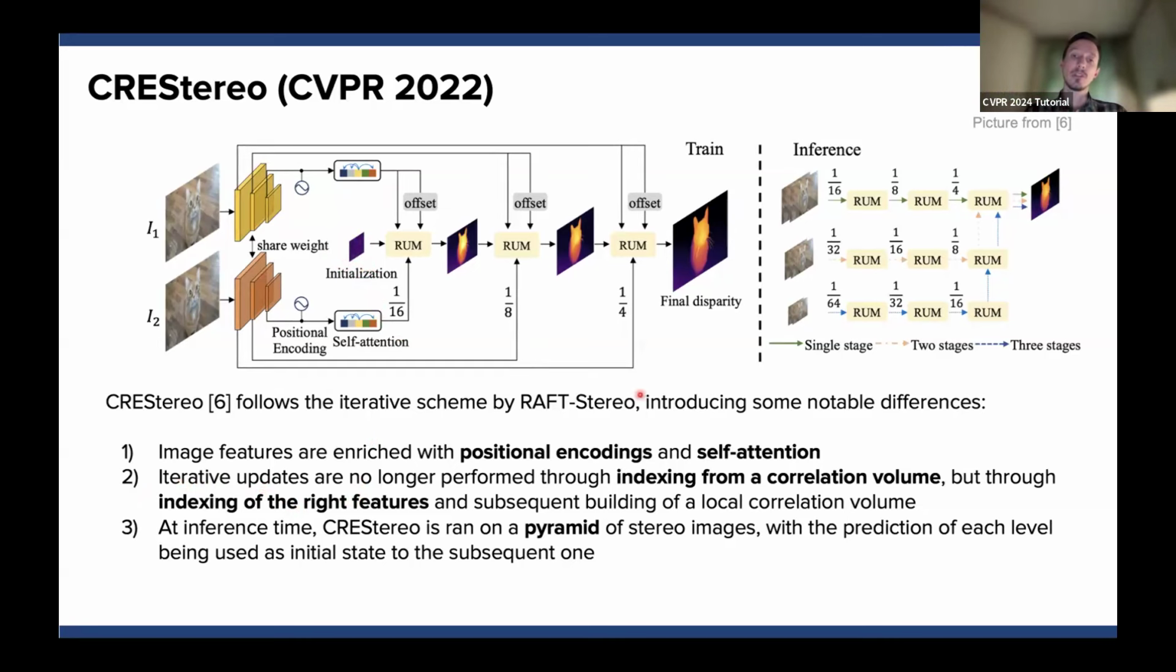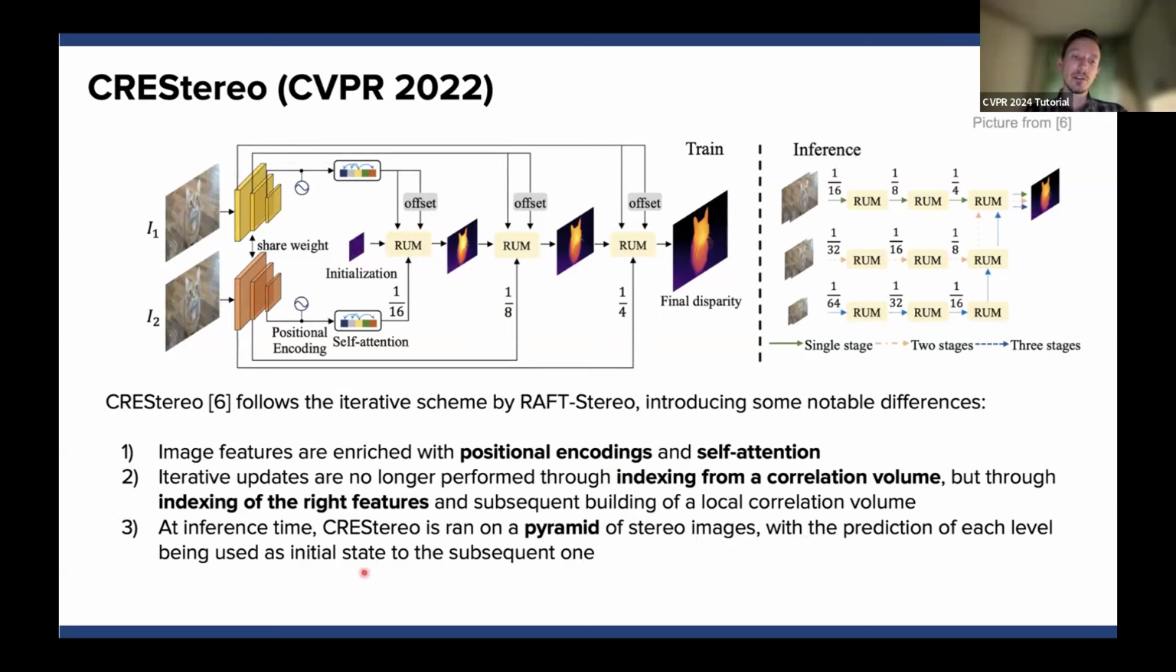Then this cost volume is processed by the so-called RUM, which are again some recurrent neural networks, which estimate an update to be added to the current disparity estimate. Then, at each iteration, we sample again new features, we build a new cost volume, and then we estimate the disparity map again. So, differently from RAFT-Stereo, at any iteration, CREStereo builds a compact cost volume. But of course, the cost volume is quite compact, so the effort is not that large.